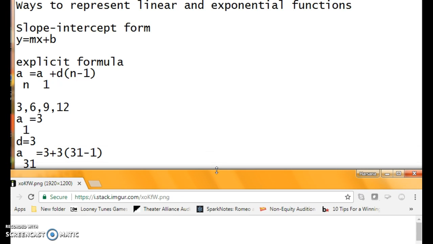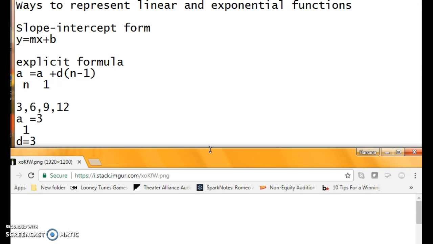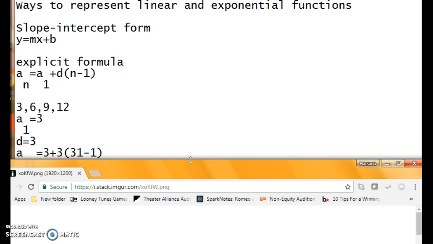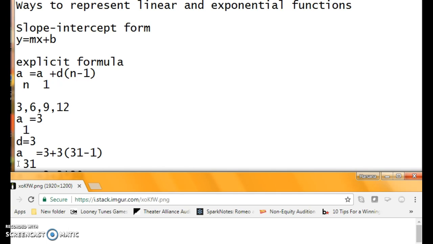So let's try a sub 31. That's not so easy with the recursive formula, because you would have to figure out a sub 5, and then a sub 6, and then a sub 7, and then a sub 8, and so on and so on. And no one wants to do that work. So that's where explicit formulas come in. So we can do this. We can substitute n for 31, because that's the number that we're trying to figure out, as well as substitute a sub 1 equals 3 and substitute d for 3.